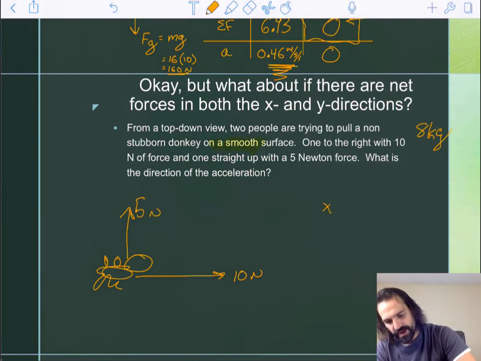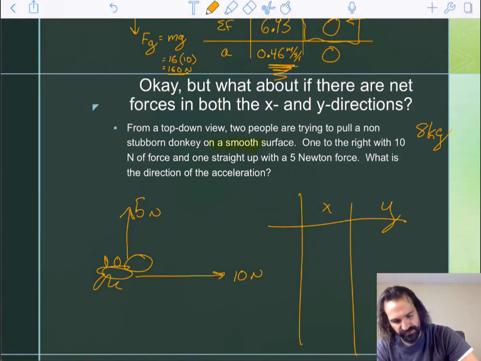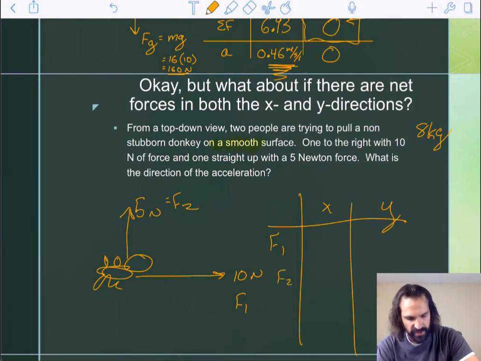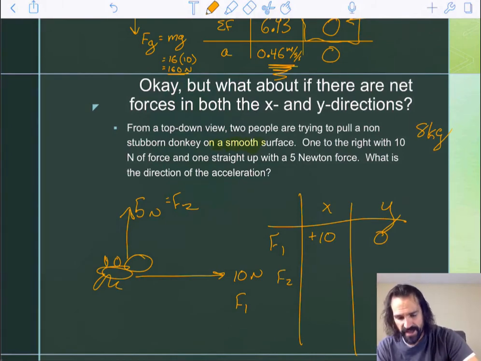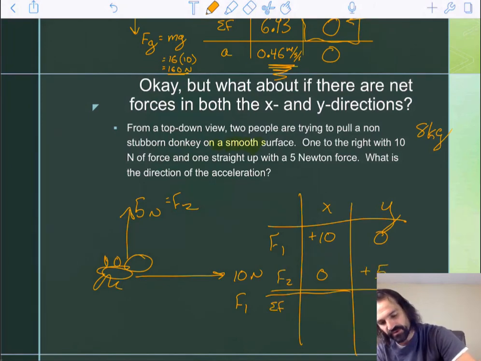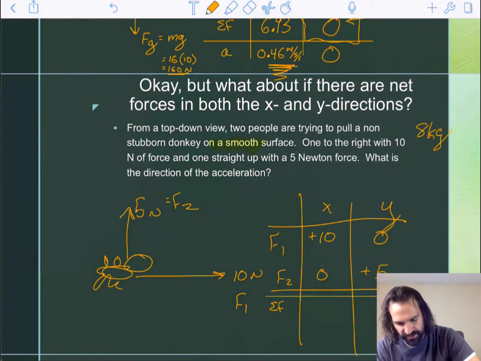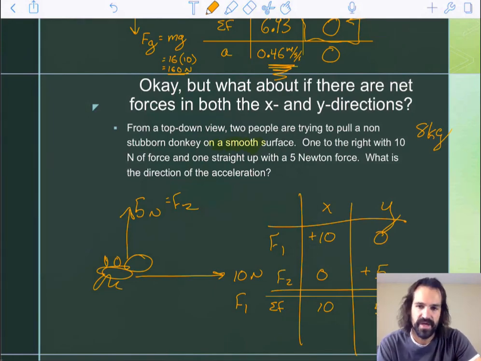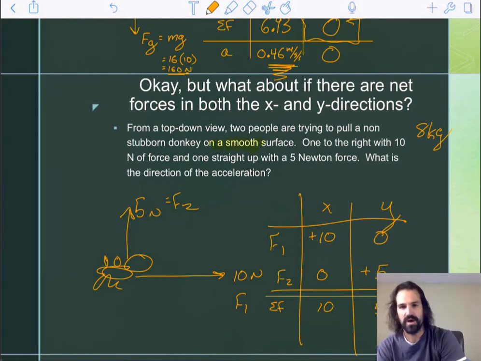And if we put this into our x and y table, we're going to call this the force of person 1, F1. We're going to call this person 2, so that's F2. Filling in our positives, negatives, and zeros. F1 has 0 y component and plus 10 in the x direction. Person 2 has 0 in the x, but plus 5 in the y direction. And right now we can jump straight into net force, combining our x's and y's. So 0 plus 10 is 10, 0 plus 5 is 5, and here we finally have a situation where we have net force x and net force y.